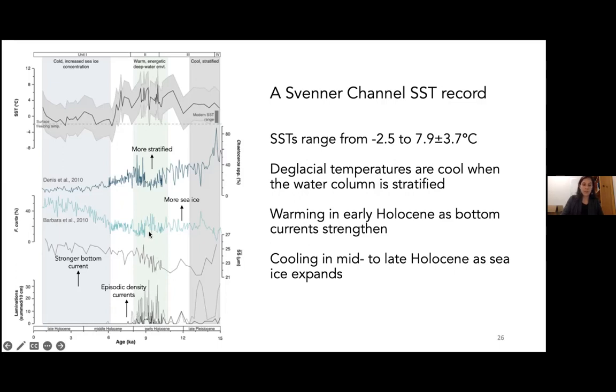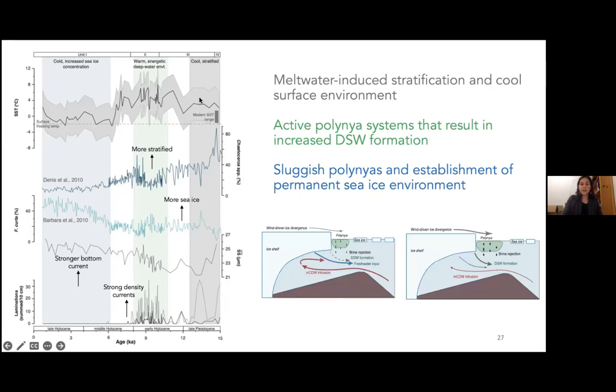So I think this is, again, pretty compelling that we should see this increase right around the time that we're seeing this increase in episodic bottom currents. At the same time, we're seeing this warming. And so my interpretation is that this early part here is kind of a meltwater induced stratification. It's a cool surface environment. This is based on these Chaetoceros resting spores, which really like that meltwater stratified environment.